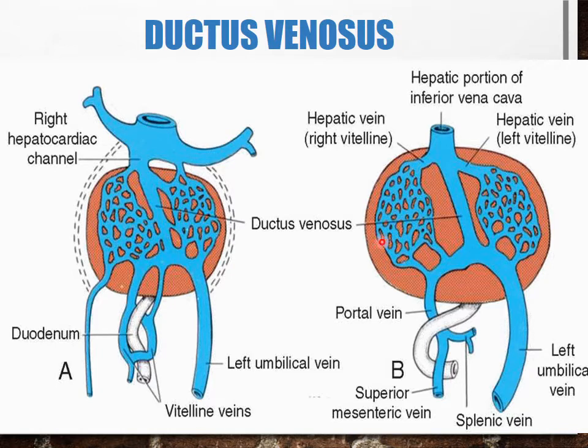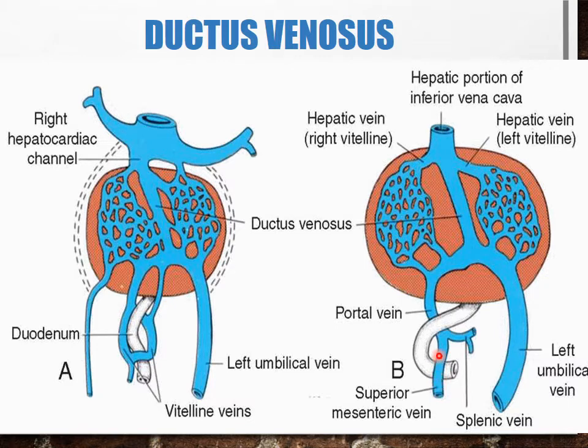So along with the formation of the right hepatocardiac channel, there is the formation of the rest of the hepatic sinusoids inside the liver, which is already developing in the septum transversum, and the plexus which is around the duodenum. Here you can see mostly the vitelline veins. Of these vitelline veins, the left vitelline vein is going to regress and obliterate completely, and the right-sided vitelline vein gives rise to the portal vein and the superior mesenteric vein.